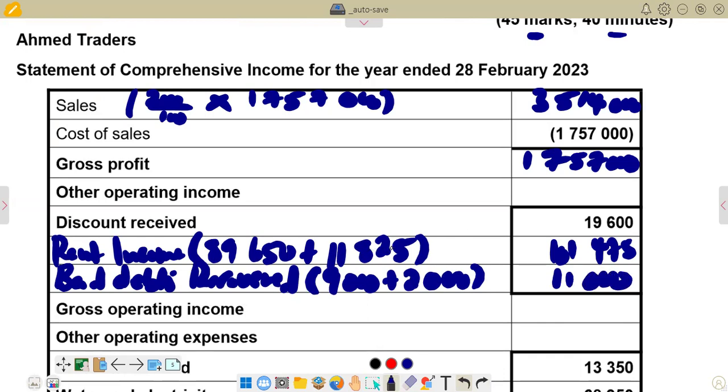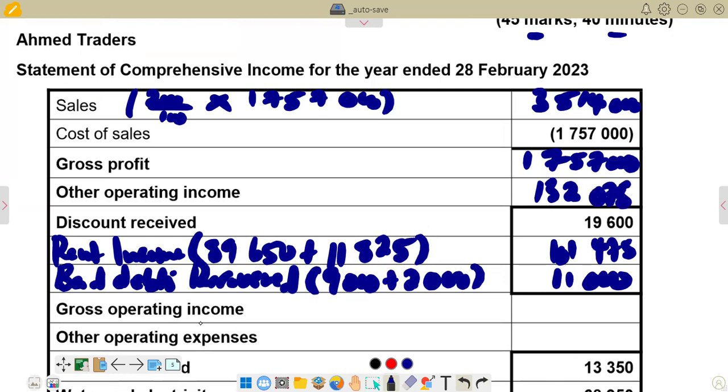That means we've exhausted all the incomes that we have in the question. So we are supposed to add those incomes: 90,000 salary plus 100,475 plus 11,000. And the answer that we are going to get there is 132,075.